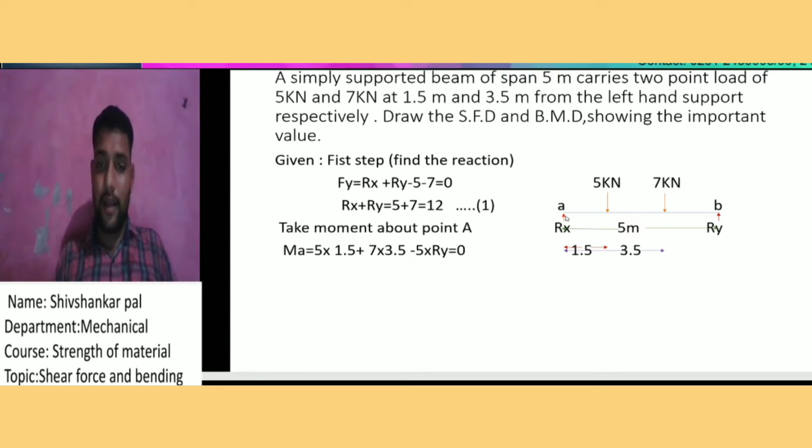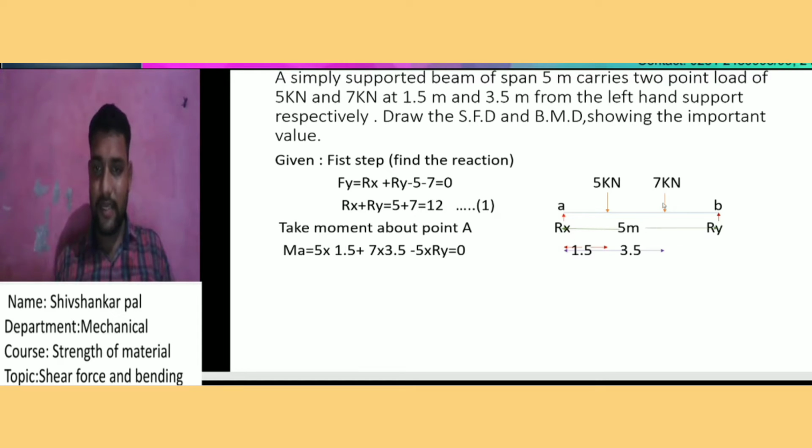Suppose at point A, the moment due to 5 Newton tries to move the beam in the clockwise direction. That means our force into perpendicular distance is 5 into 1.5, that is the moment, and this direction is clockwise. So take it as positive: 5 into 1.5 is our moment, with positive sign.